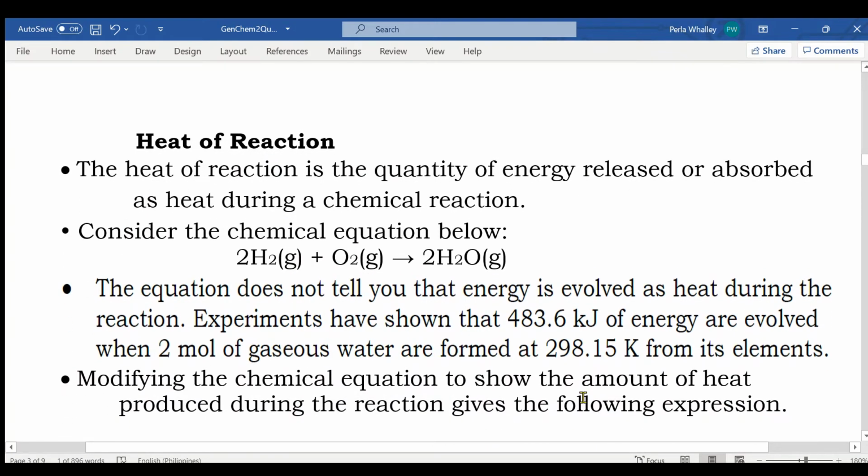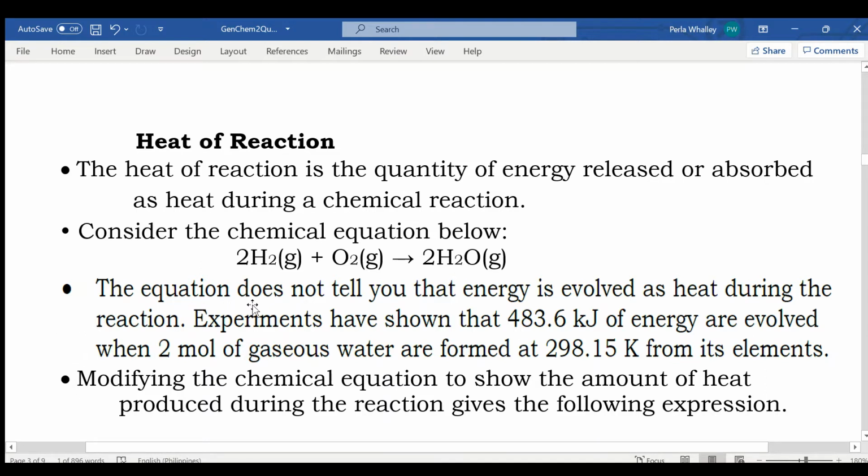Let's go now to heat of reaction. The heat of reaction is the quantity of energy released or absorbed as heat during a chemical reaction. Consider the chemical equation below. 2 moles of hydrogen gas plus 1 mole of oxygen gas will form 2 moles of water in gaseous form. Water in gaseous form is vapor.